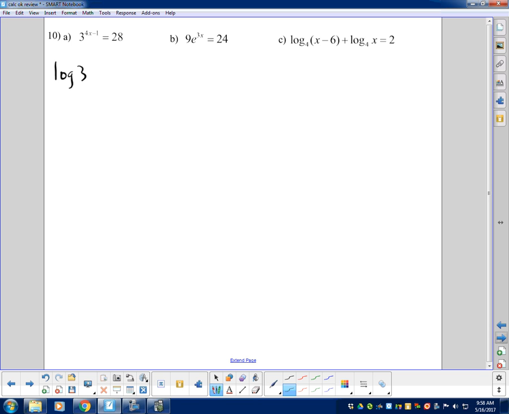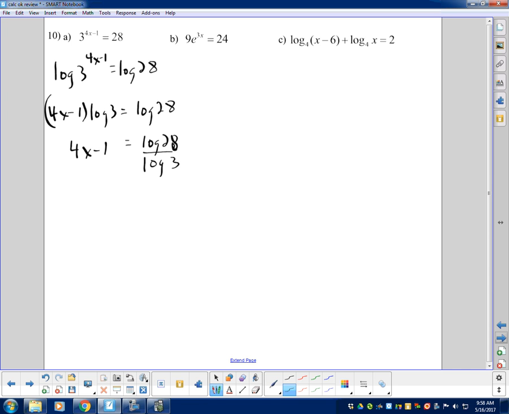So I have log of 3 to the 4x minus 1 equals log of 28. Now by the properties of logarithms, I can rewrite this as 4x minus 1 times log of 3 equals log of 28. Isolate the 4x minus 1, divide over the log of 3, so that's log of 28 divided by log of 3, and then go ahead and add the 1 over and divide by 4. So x equals log 28 divided by log 3 plus 1, and then that whole thing divided by 4.